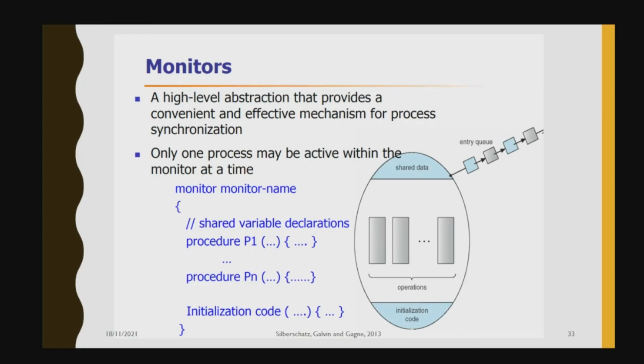A high level abstraction that provides a convenient and effective mechanism for process synchronization refers to the monitor, and only one process may be active within the monitor at a time. This is similar to the previous one. Another mechanism is using monitors. Monitors are based on the monitor's name, and it will monitor the processes there.